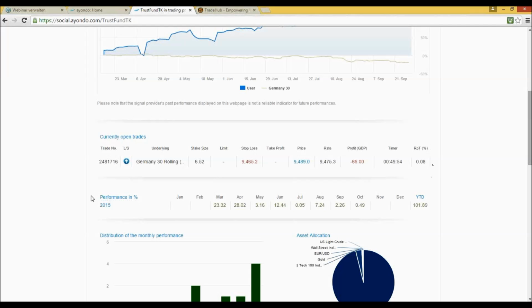Then once we look down a little bit further here, we can see a month by month breakdown of the percentage returns that he's had. So he started off in March with 23%, April 28%, May was lower than average, but still above what most people probably get, at 3.16%. And still, as you can see here, it's just remained under the double figures, but still slowly increasing, which year to date equates to just over 100%.